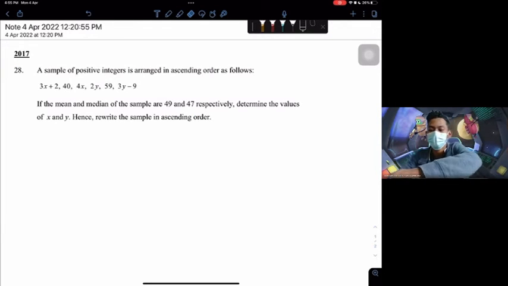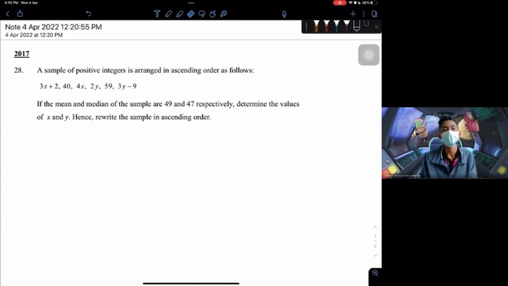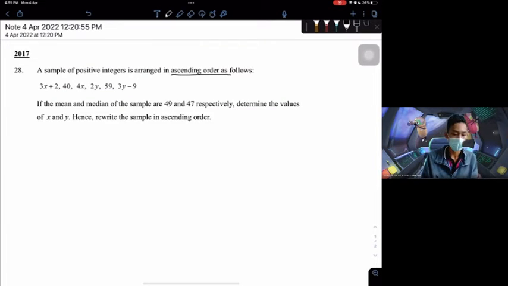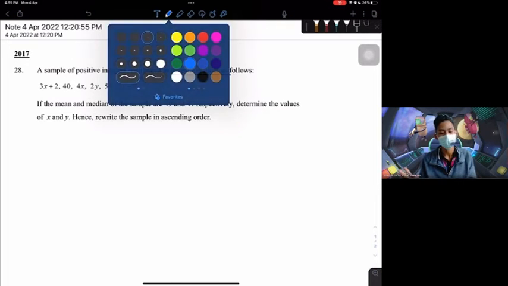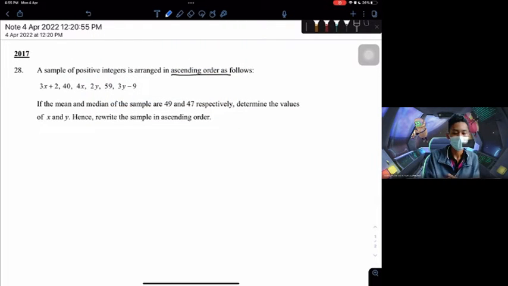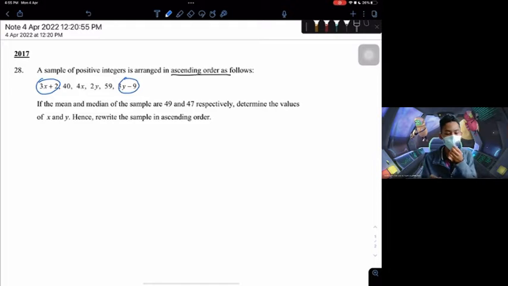My name is Sabtra, and today we're going to explain about the past year question 2017, number 28. Right. In the question stated, a sample of positive integers is arranged in ascending order as follows. Means that we already know that the number on the left is smaller compared to the number on the right, which is here and here, because it's already said it's arranged in ascending order. Means the value of our data increases from the left to the right.